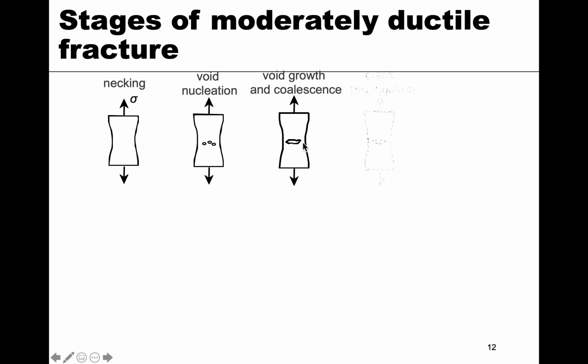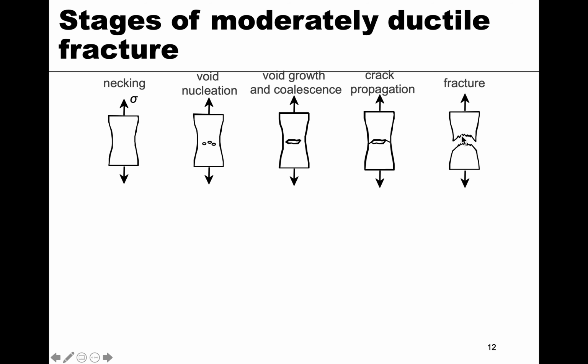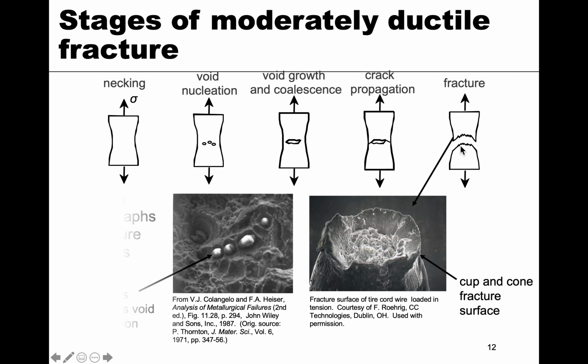And then at a certain point, it fails. You get the crack propagating and breaking the material. And so you get something like this. You have that jagged edge from where those voids are, over here. And then over here, you get the fracture, and it tends to be on a 45-degree angle.